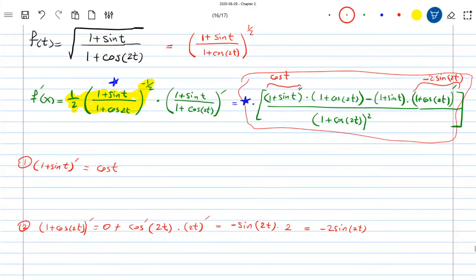You have to replace those primes with cosine t and negative 2 sine 2t, and we'll write the star back.